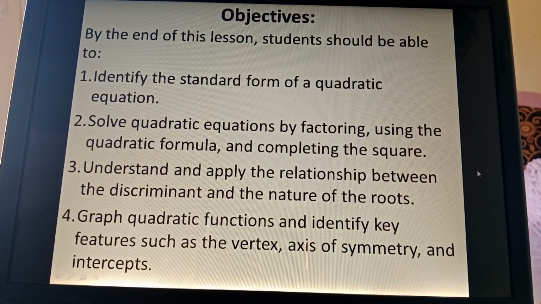By the end of the lesson, the students should be able to: Number 1, identify the standard form of a quadratic equation. Number 2, solve quadratic equations by factoring, using the quadratic formula, and completing the square. Number 3, understand and apply the relationship between the discriminant and the nature of the roots. Number 4, graph quadratic functions and identify key features such as the vertex, axis of symmetry, and intercepts.